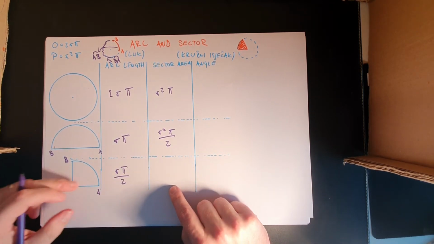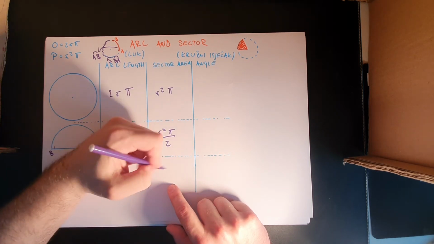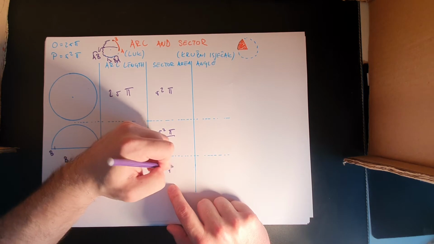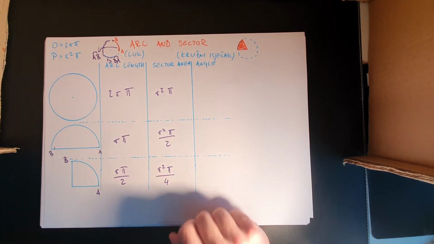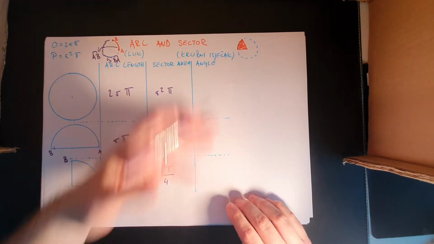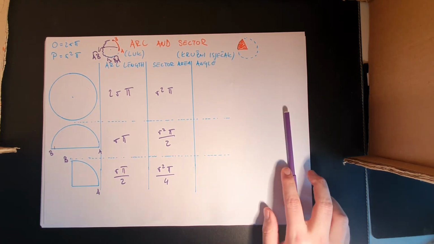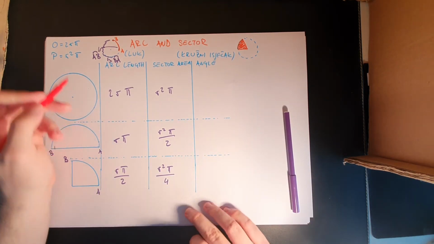For the sector, since I already said it is a quarter of a circle, the sector is going to also be a quarter of the area of that circle, which means that this is going to be r squared pi over 4. Hopefully simple enough. Now, there is a reason why I put the angle here. There's going to be some connection with the angles in all of this. Let me show you.